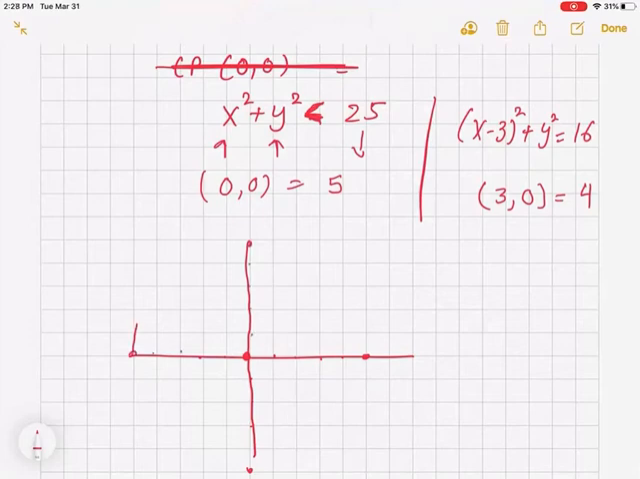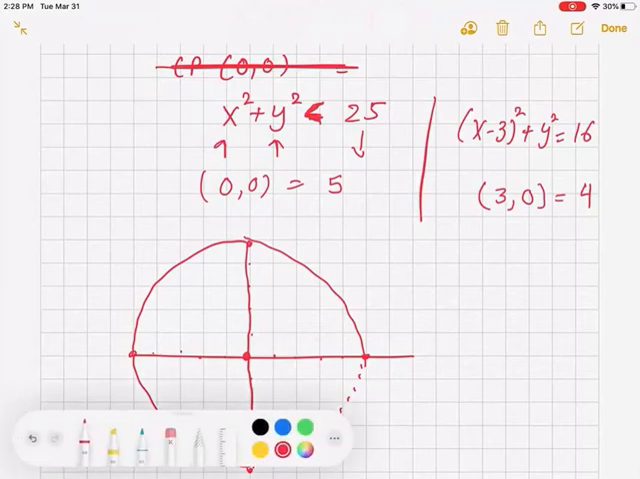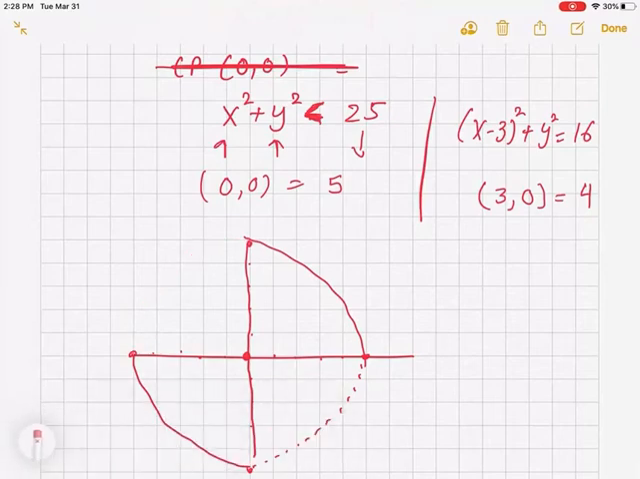And then once I have it, I'm just going to connect these points. Hold on, is it a solid or dotted line? It's going to be a dotted line because there's no line under. Let me fix that.